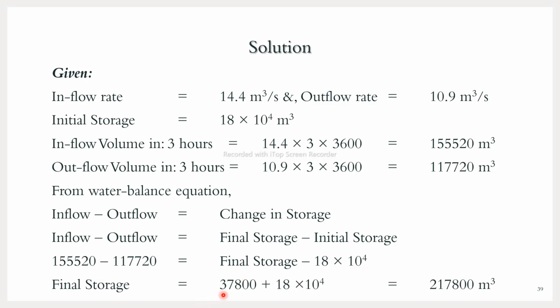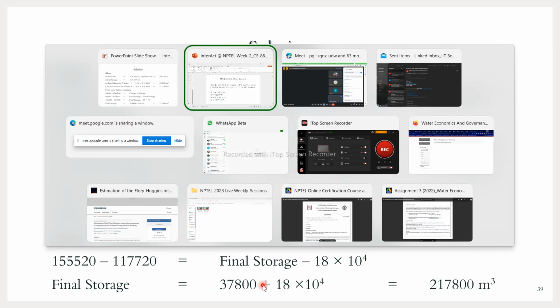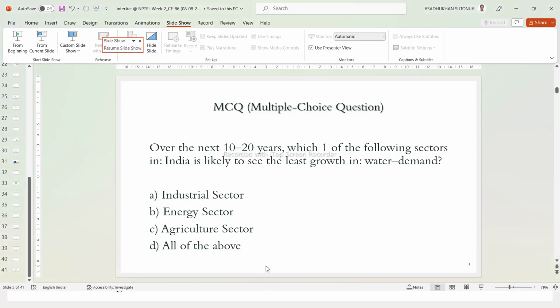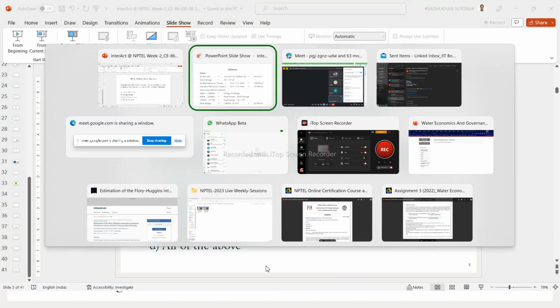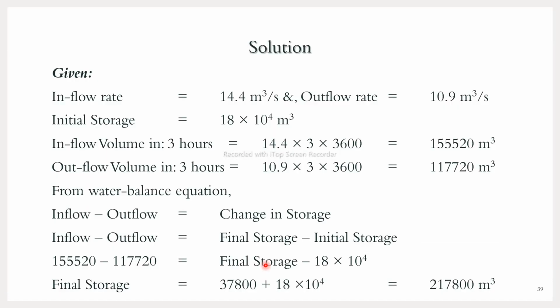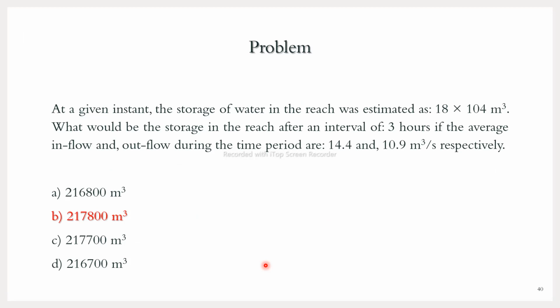In this way the final answer comes out to be 37800 meter cube, and this goes to the left hand side and becomes plus. So this is the answer. Option B is the correct one.